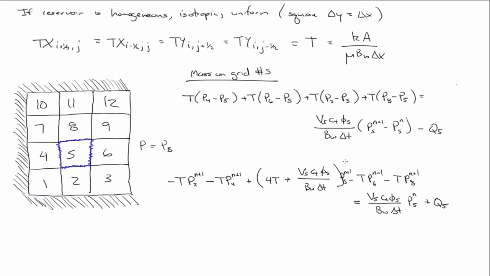is to think of there being a layer of fake grid blocks all around the side, right? Then all of the real grid blocks, the 1 to 12, they all have four neighbors, right? So they have four T's all along the diagonal, right? Except when you go and compute the interblock transmissibility. Now here we don't have that, because everything is homogeneous isotropic, right?